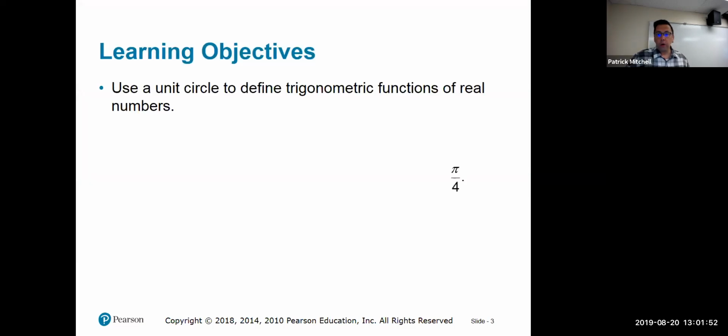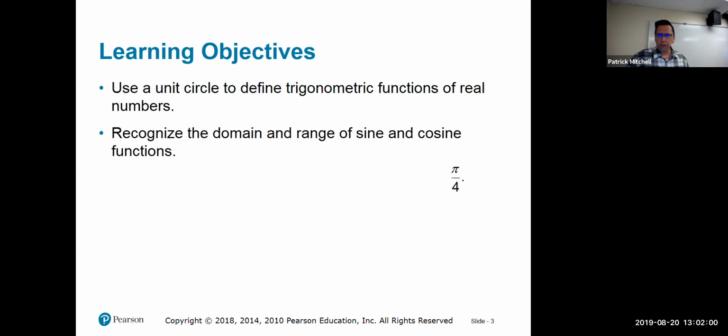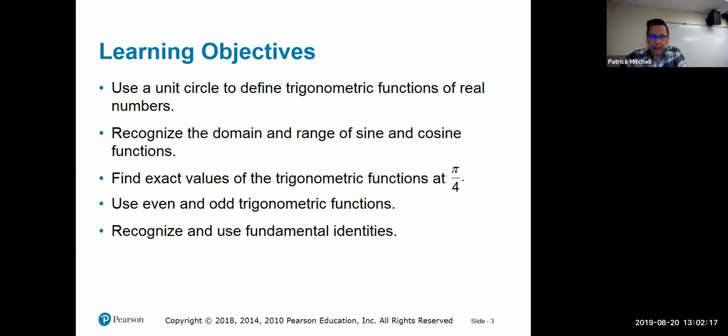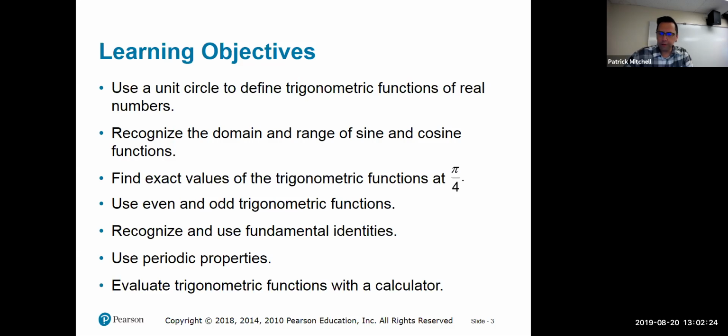We're going to use the unit circle to define our trig functions. That's called the unit circle definition. We're going to talk about the domain and range of the sine and cosine functions. We're going to find exact values of the trig functions at pi over 4. We're going to talk about trig functions being even or odd. We're going to talk about some identities. We're going to talk about periodicity. There's a good word for you. And then we'll talk about how to do some trig with a calculator.